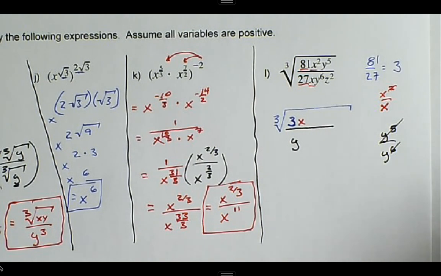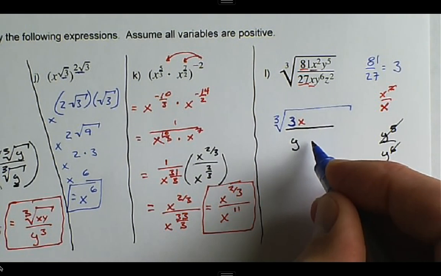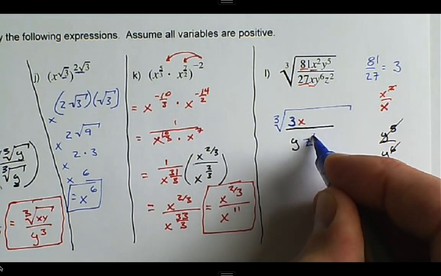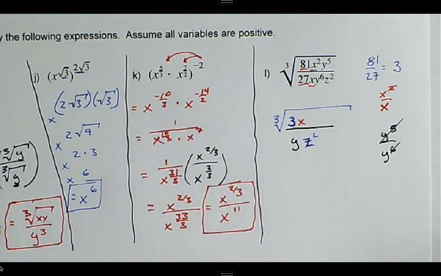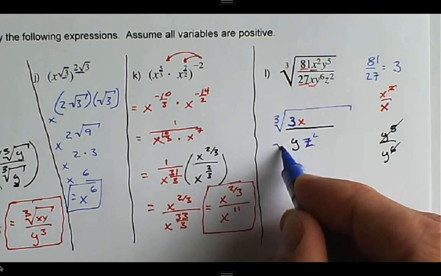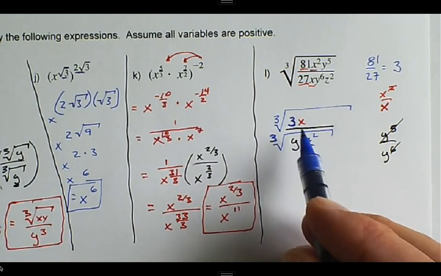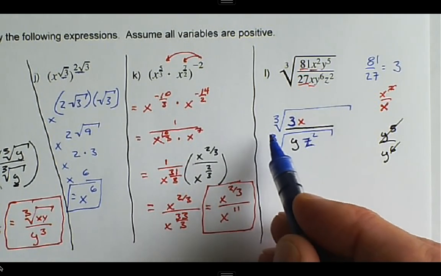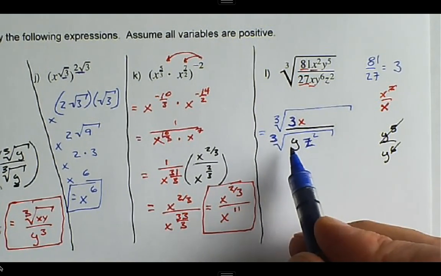And the last part here, as we look at, we don't have any z's in the numerator, so we have to leave z squared in the denominator because there's nothing to cancel in the numerator. And so we've reduced this as much as we can right now. Want to just make sure that it's clear that both the numerator and the denominator are still cube rooted. So this is the issue right now.